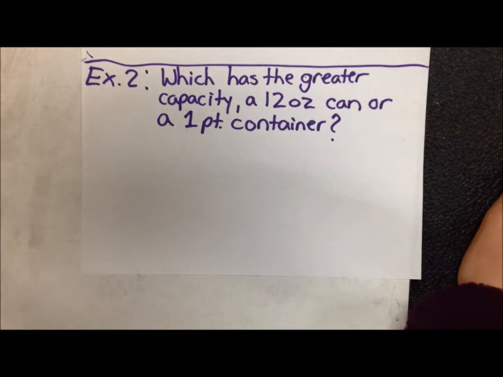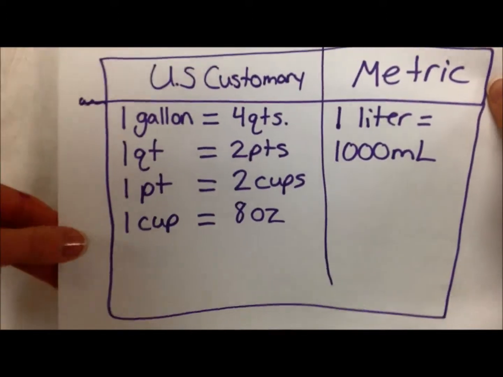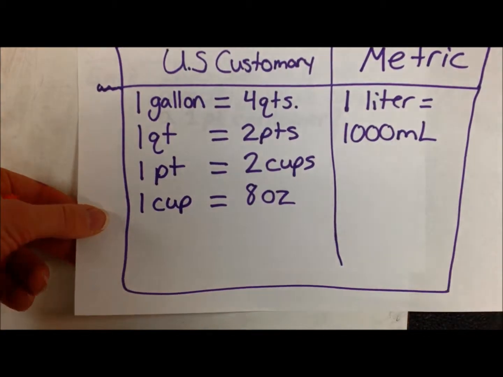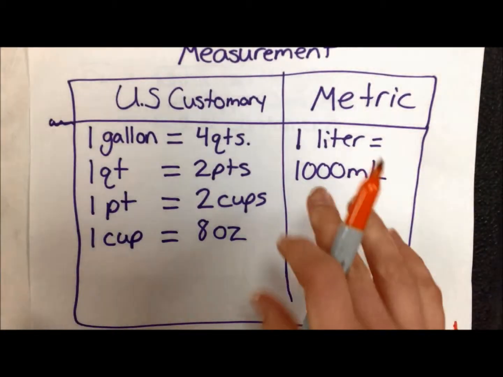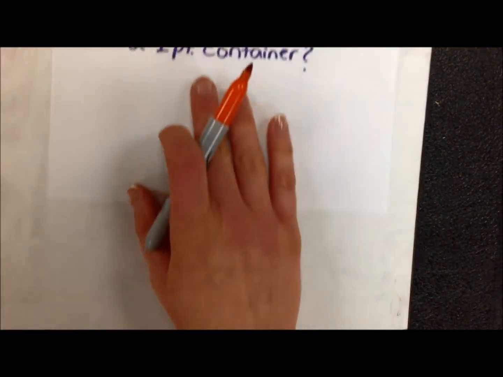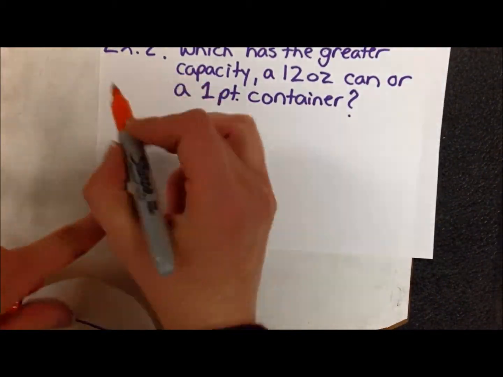Okay, next we'll talk about example 2. And the question says, which has the greater capacity, a 12-ounce can or a 1-pint container? If we go back to our units of liquid measurement conversion, we can see the relationship between pints and ounces. So we're going to write that down. I'm going to start with pints. 1 pint is equal to 2 cups, because I can't go to ounces right now. I got to work through this a little bit.